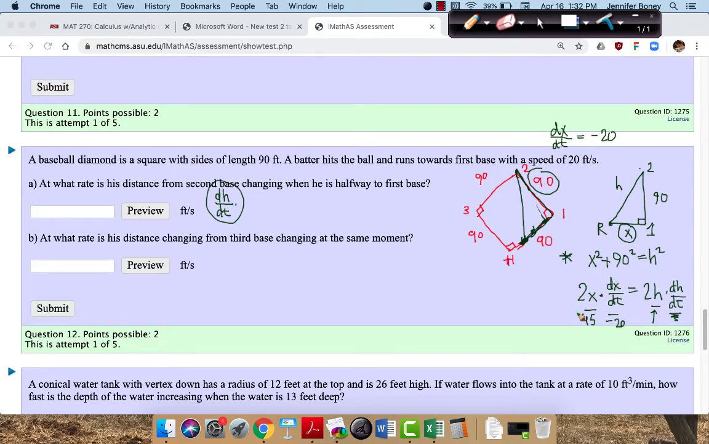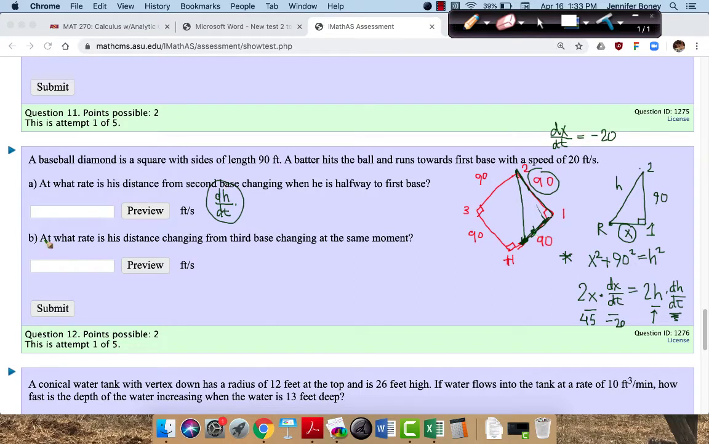And notice it'll come out negative. This side is negative. By the time I divide by this H value, which is positive, I'll get dH/dt as something negative, which should make sense. The hypotenuse of this triangle is shrinking as we're getting closer and closer to first base. So it should make sense that it's changing when we're halfway there. It'll actually be shrinking all the way along.